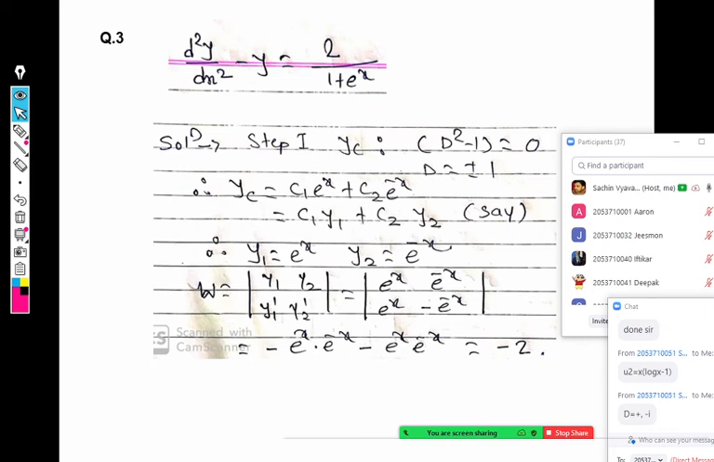That means your u1 can be u2 and u2 can be u1, provided you assume y1 and y2 differently. Suppose your y1 is e raised to minus x and y2 is e raised to x. There will be a small change in the solution. That's it. So the Wronskian value comes minus 2, because e raised to x into e raised to minus x is e raised to x minus x, e raised to 0, and e raised to 0 is 1. So minus 1 is minus 2. That is about the Wronskian.